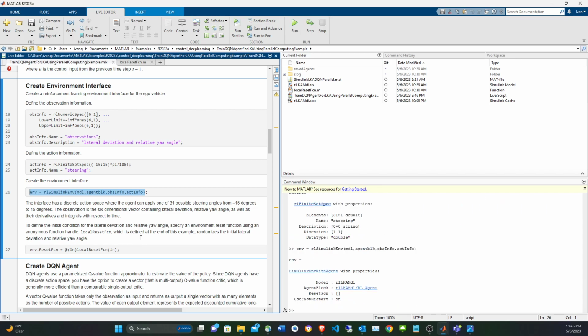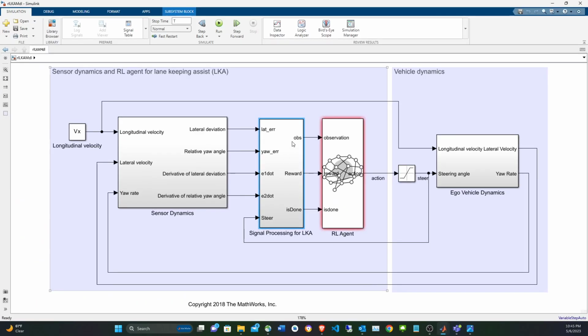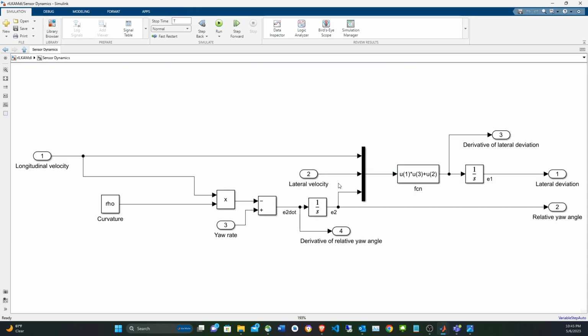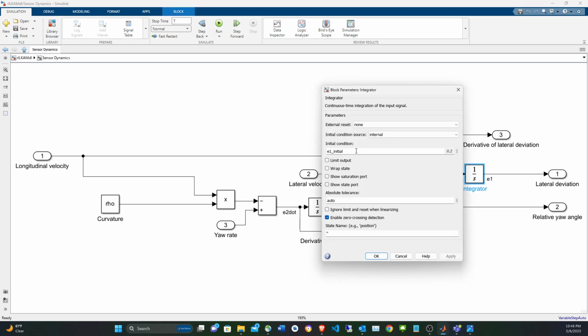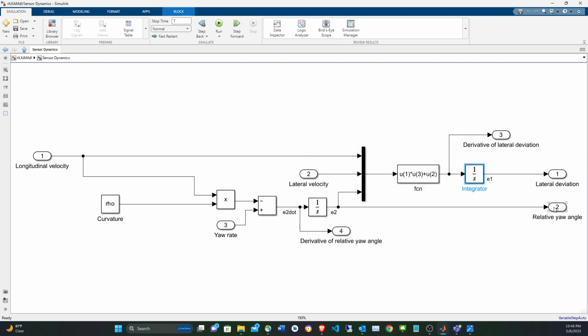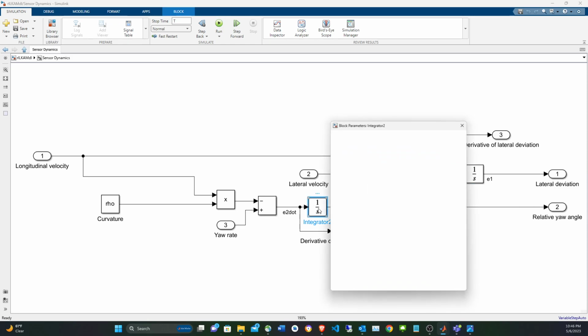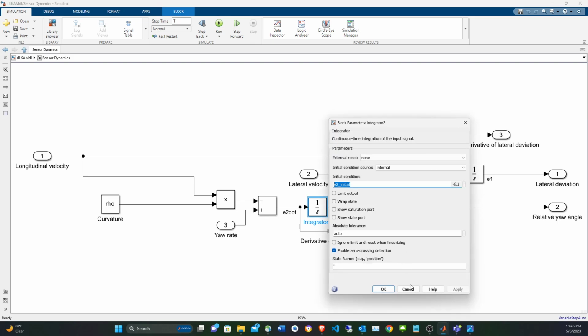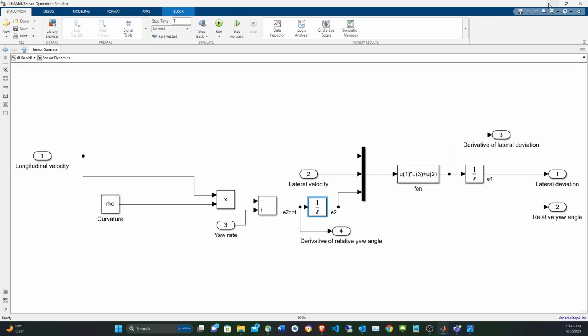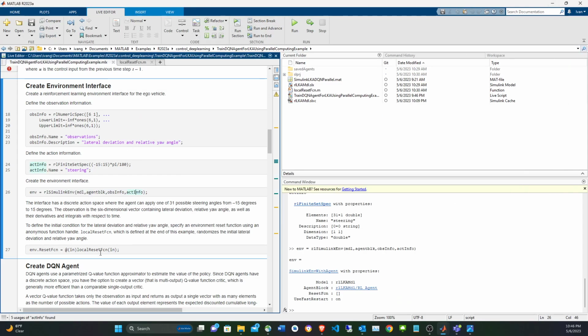And then we need a reset function, because for the reinforcement learning training, for each episode we want to randomly start from the beginning. And as you can see in here, the lateral deviation, we integrate to get the lateral deviation, but that integral is going to have an initial value, this E1 initial value. The same goes for the relative yaw angle. We're going to integrate from the rate of change, and the integral is going to have an initial value. And those two initial values are the ones that we're going to reset in the reset function.